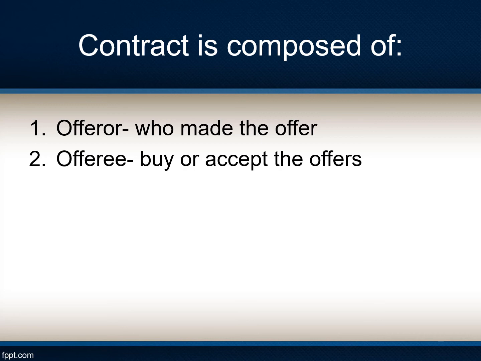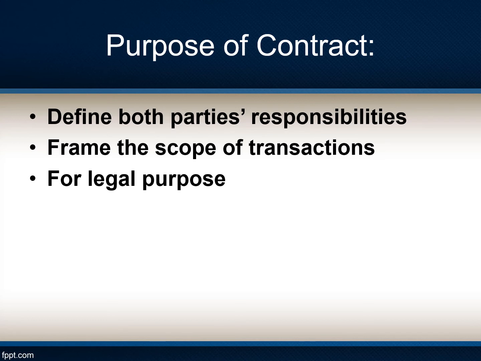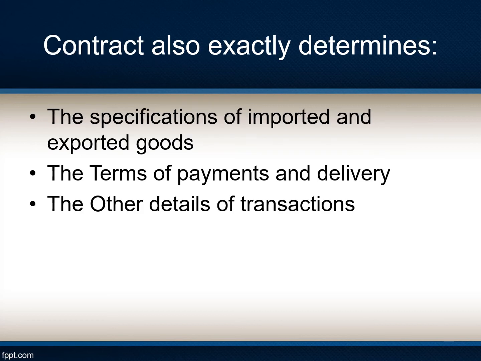And the contract is generally composed of the offeror, who made the offer, and the offeree, who is going to buy or accept the offers. The purpose of contracts are clear. It must define both parties' responsibility, it frames the scope of transactions, and it is being used for legal purpose. Okay? Contract may also determine the specification or descriptions of imported and exported goods. It also discusses the terms of payment and delivery, and the other details of the transaction.